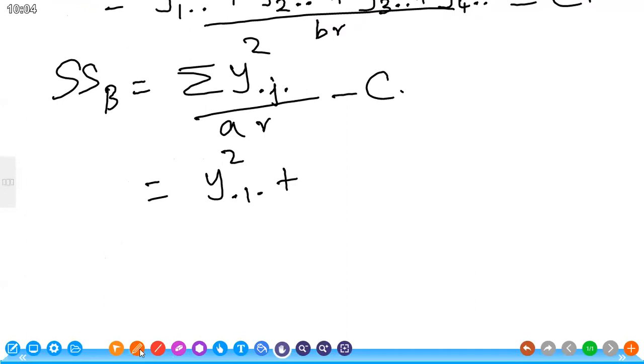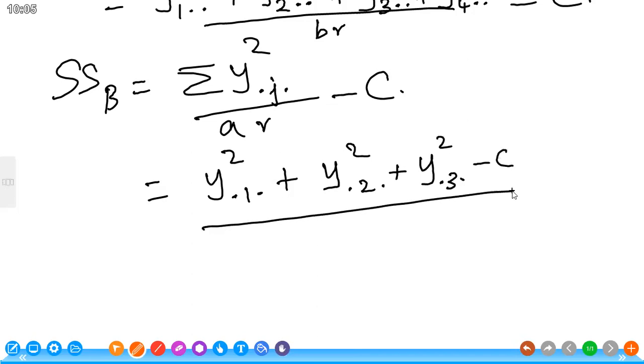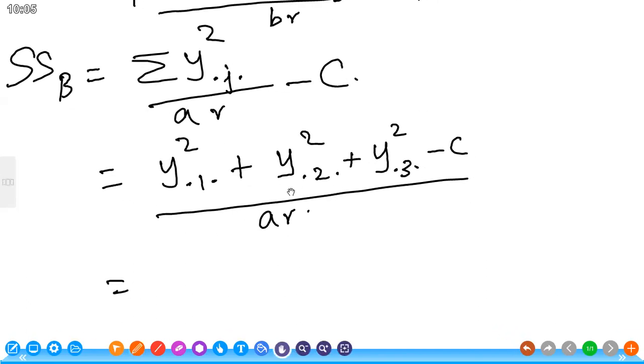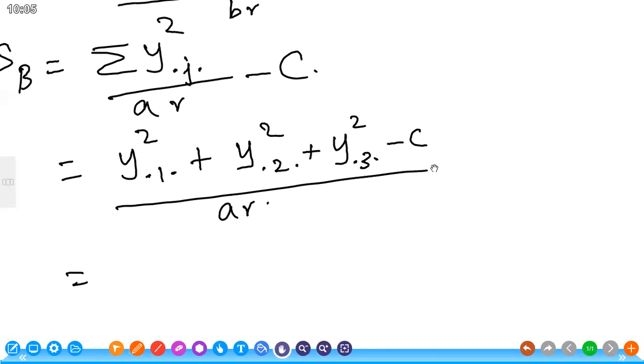Tell me, this is y dot 2 dot square plus... how many levels are there in B? 3 levels. Each level has 8 digits. So divided by C, divided by AR. So now tell me, for example, is it okay? This is how it has been written. Minus C here.